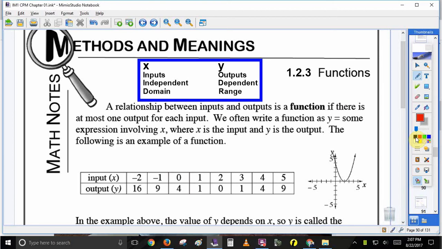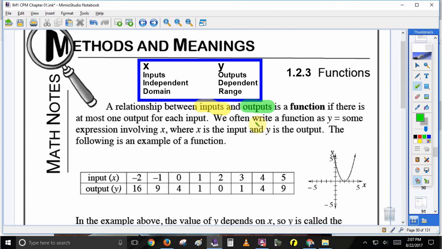This is going to be section 1.2.3 in your book. First thing we're going to talk about when we talk about functions is, well, what is a function? A function is a relationship between inputs and outputs. And something is a function if there's at most one output for each input.